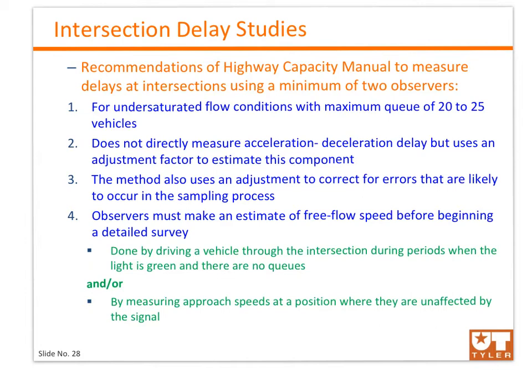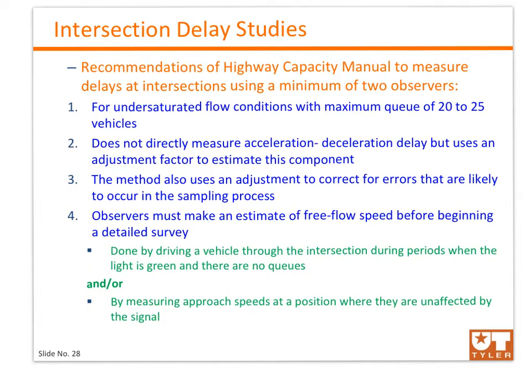Another recommendation of the HCM to measure delays at intersections using 2 observers is that it doesn't directly measure acceleration or deceleration delay, but uses an adjustment factor to estimate this component. Another recommendation was that the method also uses an adjustment to correct for errors that are likely to occur in the sampling process. Remember, we're just doing sampling, we're not measuring every single car.